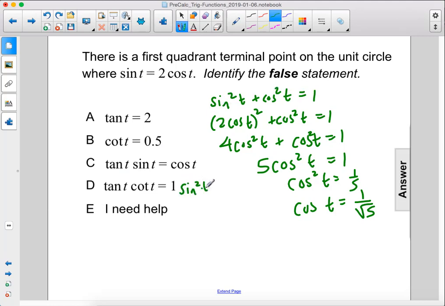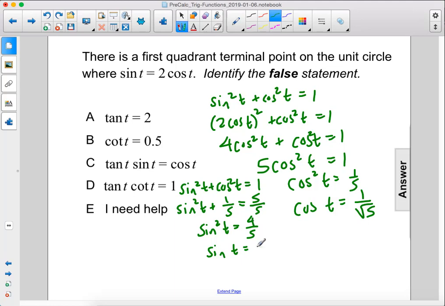Sine squared t plus cosine squared t equals 1. Now I'm going to solve for sine. So I'm going to plug in cosine squared t, which is 1/5. So we have sine squared t plus 1/5 equals 1. I could also say that that is 5 over 5, because we're going to subtract 1/5 from both sides. Sine squared t equals 4 over 5. Sine t equals the square root of 4, which is 2, over the square root of 5.